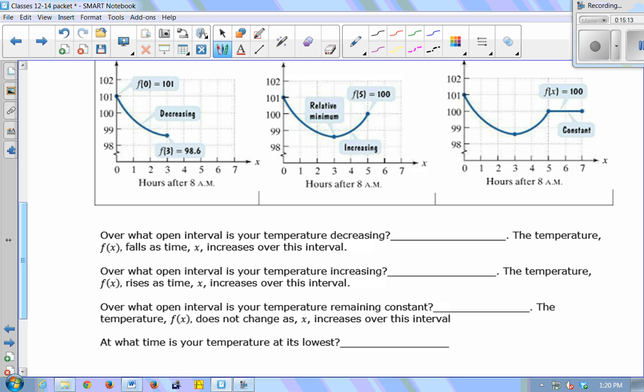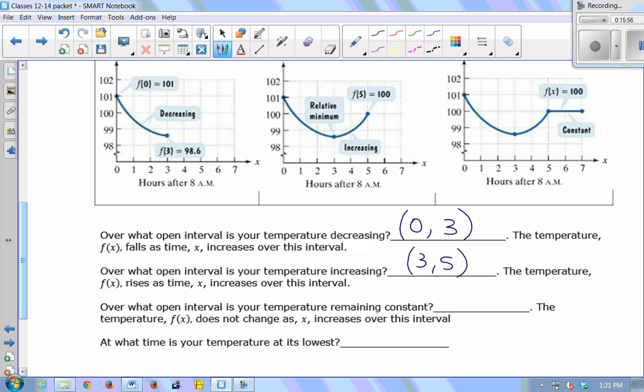So decreasing temperature from what open interval? We'll use x values 0 to 3, which is 8 a.m. to 11 a.m. The temperature f of x falls as x time increases on that interval. And over what open interval is your temperature increasing? 3 to 5. Yeah. So it hits a low point and then it starts going back up. And from 3 to 5, it's increasing.